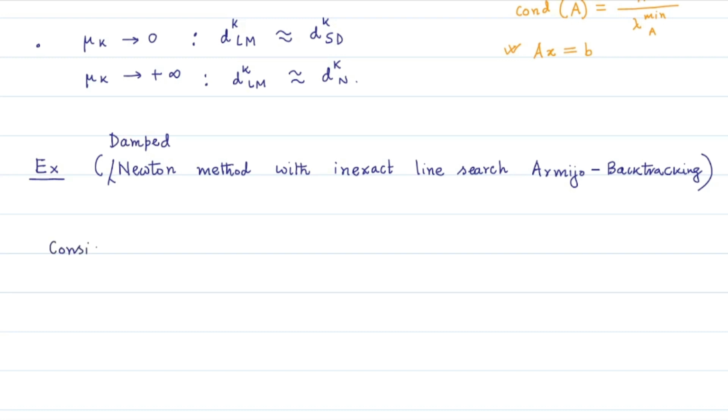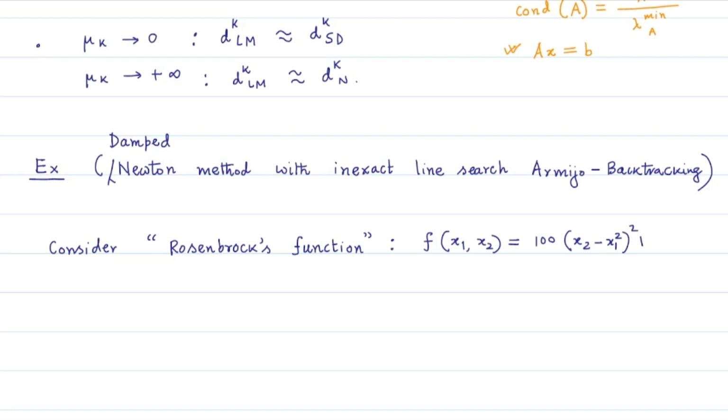We consider the test function, the Rosenbrock's function. One of the test functions, the Rosenbrock's function, is used to check the efficiency of an optimization algorithm, whose expression is given by, which is a function of two variables, f(x1, x2) is equal to 100 times (x2 minus x1 square) square plus (1 minus x1) square. This function is also known as the banana function because of the shape of its level curves. I have shown in one of the previous lectures that this Rosenbrock function has banana-shaped level curves.